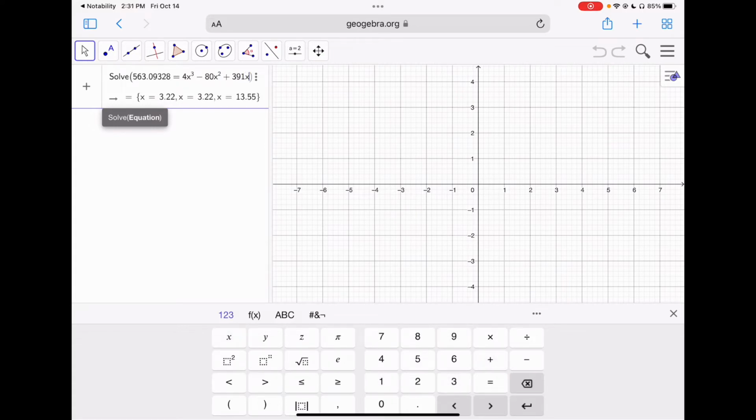You should already see the parentheses around the back side. You don't need to add a new one; it got taken away for some reason. Now below, within the brackets, it says x equals 3.22, another x equals 3.22, and then x equals 13.55. Those are your solutions, so I'm going to copy them to the other page.